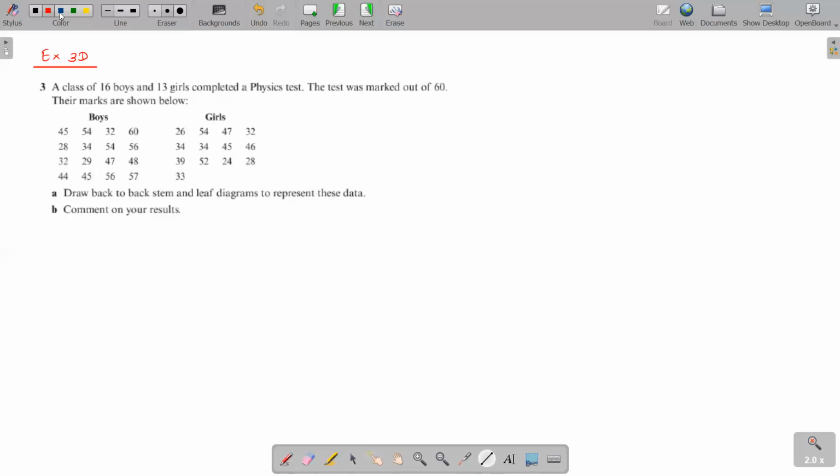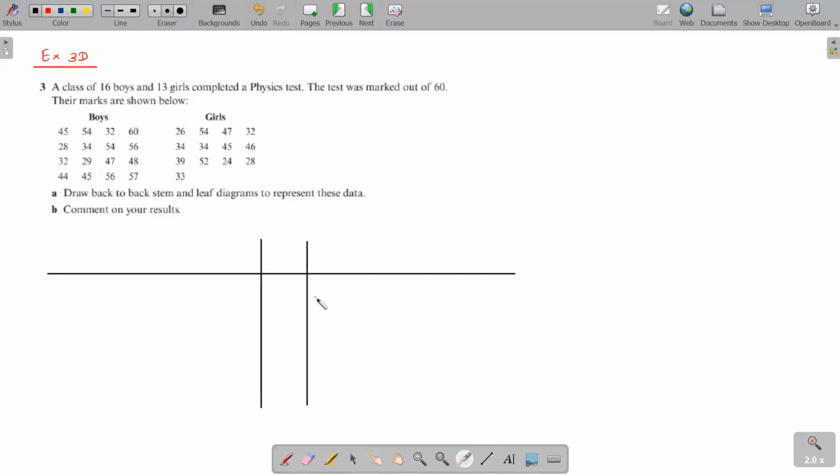Now, normally in the stem and leaf diagram, we only mark leaves to one side. This is the stem, this is the leaf. But you can see here, I'm going to mark leaves to both sides. Why is that? Because one side will represent the girls' data set, and the other side the boys' data set. So this is the stem, and this side is the leaf. There will be leaves on both sides. One side, the leaves will correspond to the girls' data set, and the other side will correspond to the boys' data set.